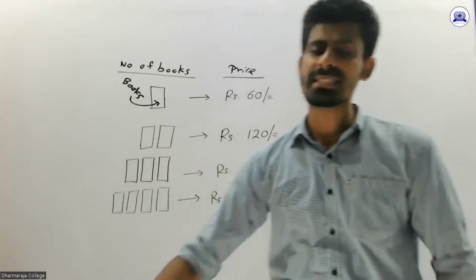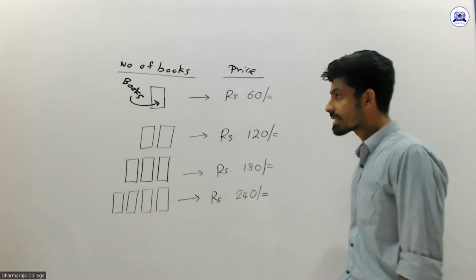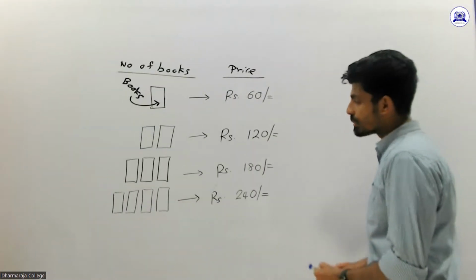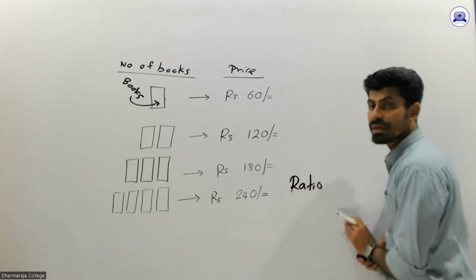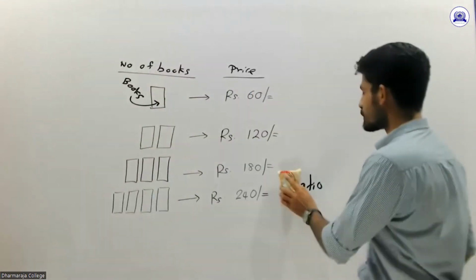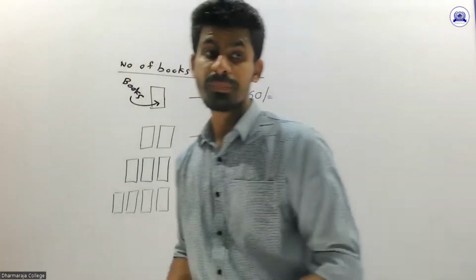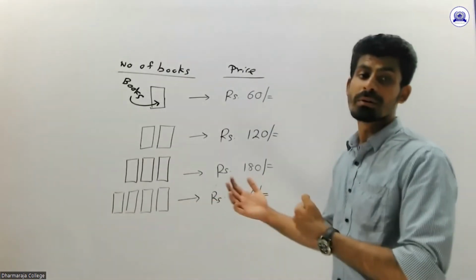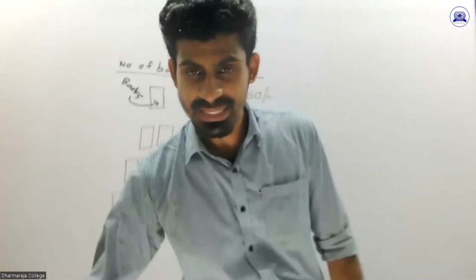Let's take the different quantities. I'm taking the ratio between the different quantities. Ratio, you know that word, right? I'm going to take some ratios between two amounts of books. Let's see.